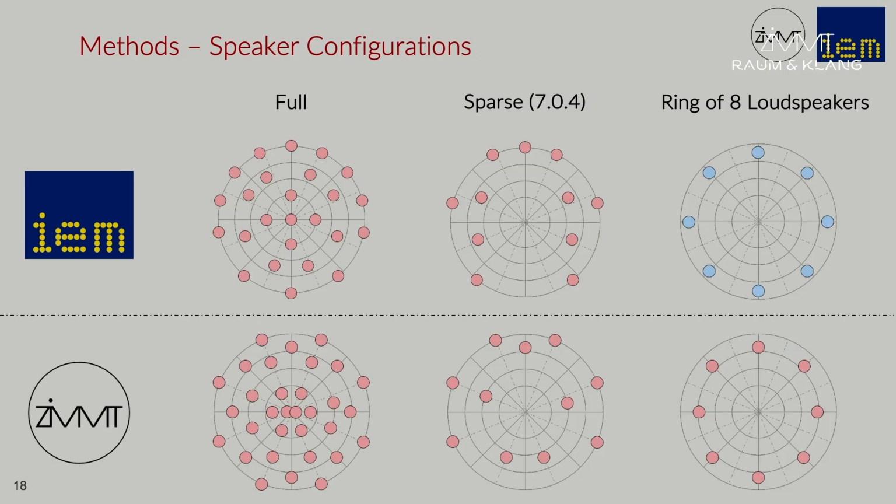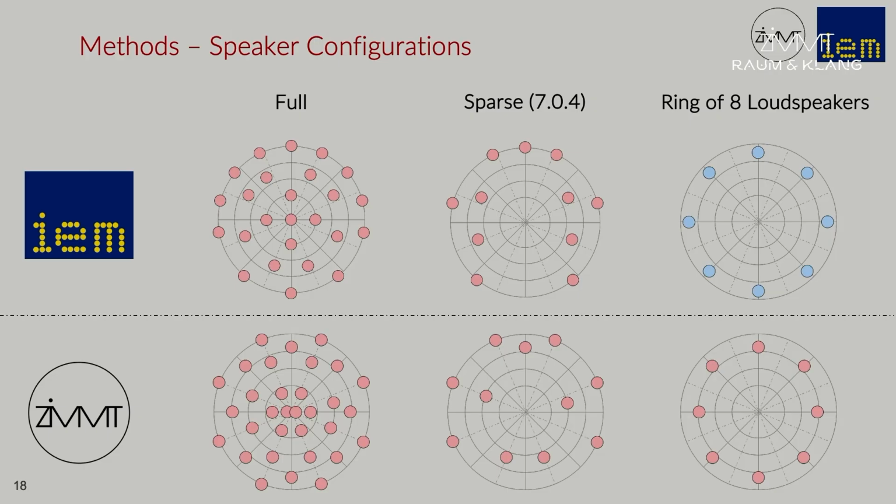Then the third condition was the speaker configuration. Here, we basically took subsets within the given speaker layouts. On the one hand, we took a full spherical representation, so all the channels available, which are 25 at the IEM Cube and 32 here in Leipzig. The second one was a 7.0.4, which is basically a normalized standard, and we tried to match the speakers that would most likely fit this format. And the third was a ring of 8 loudspeakers.